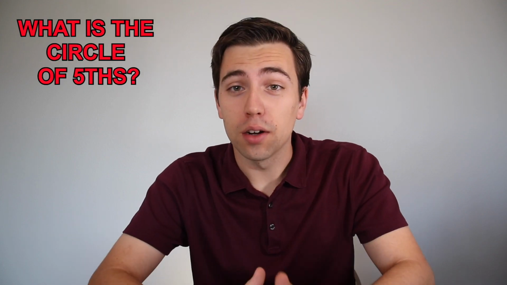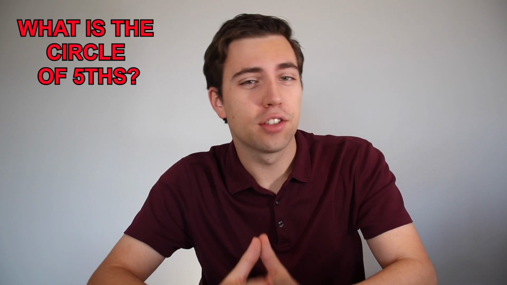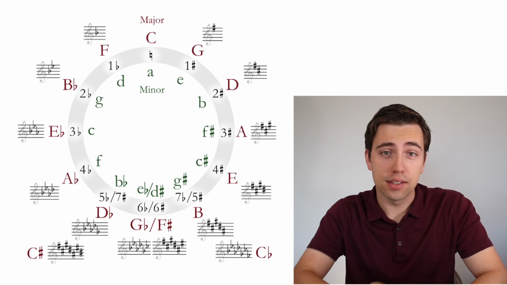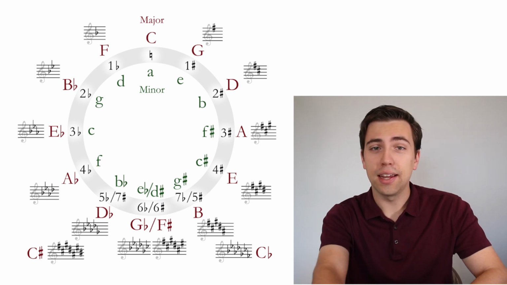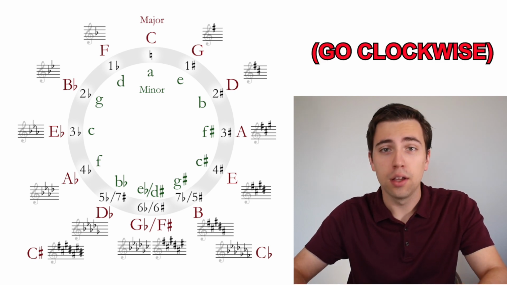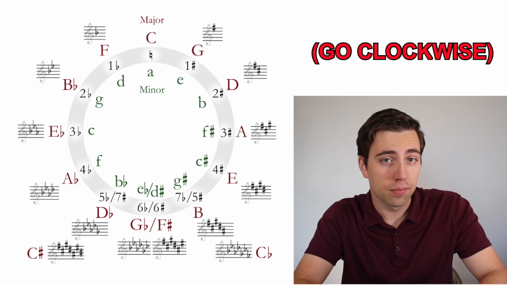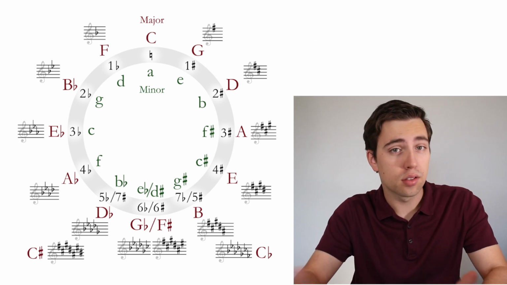Let's first start with what is the Circle of Fifths. I'm going to try to explain it as simple as possible. Well, songs are written in keys, and it's helpful to know the relationship between the keys at a glance. So looking at the chart, starting at C major, a fifth from C is G, and a fifth from G is D, and so forth.